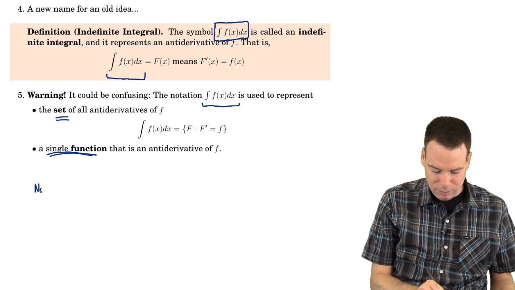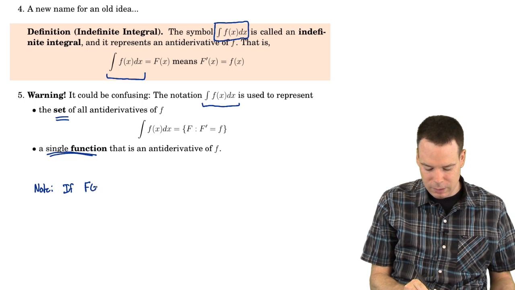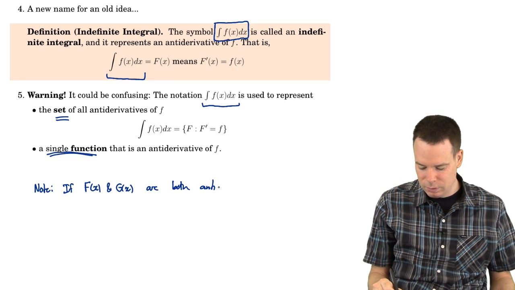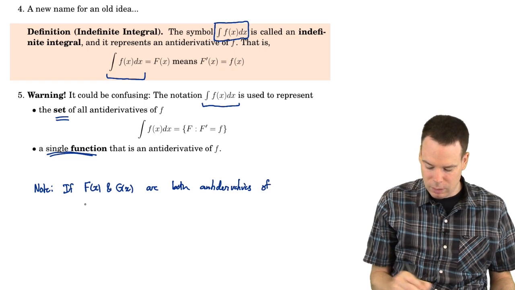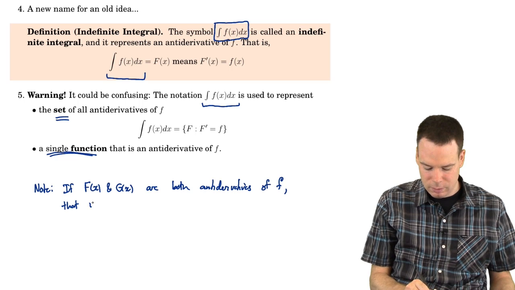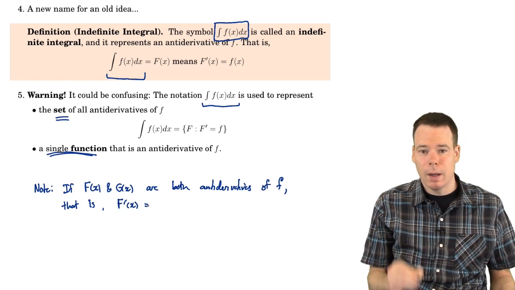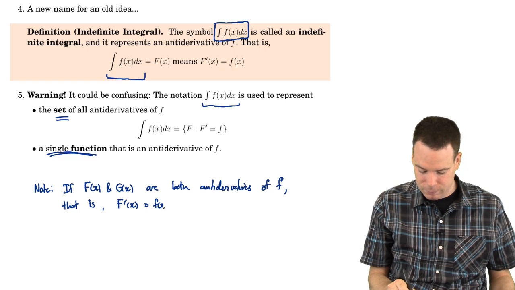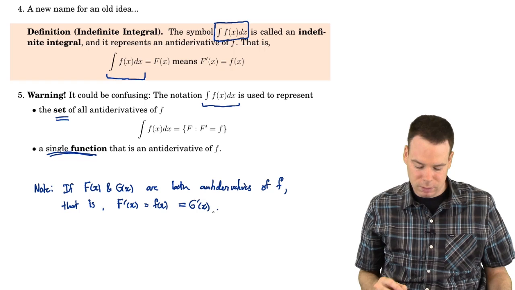So let's just note that if big F of x and big G of x are both antiderivatives of a function little f, so what does that mean? That is, the derivative of big F has to be little f, and so does the derivative of big G. That's also little f. That's what it means to be an antiderivative.